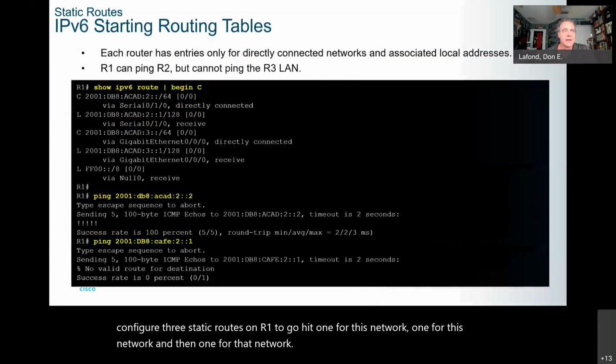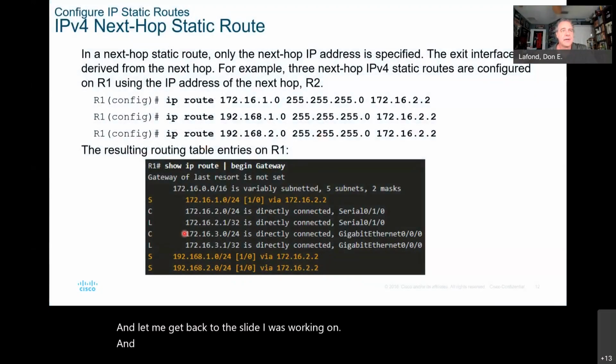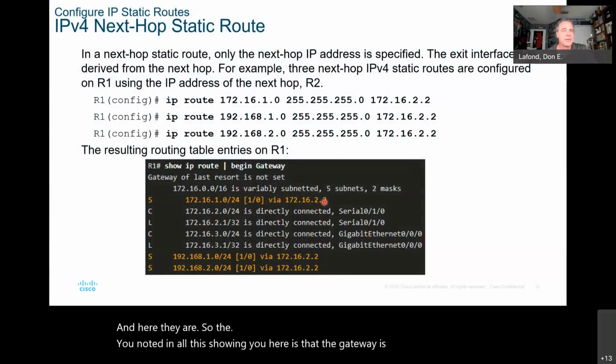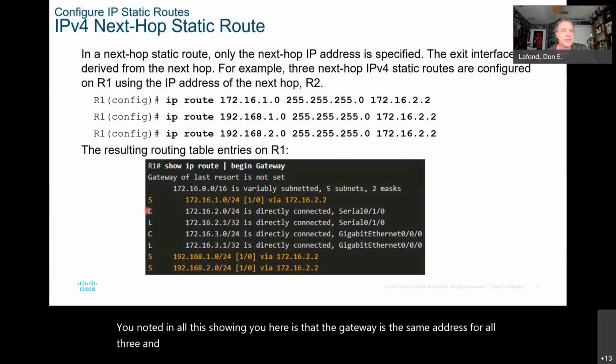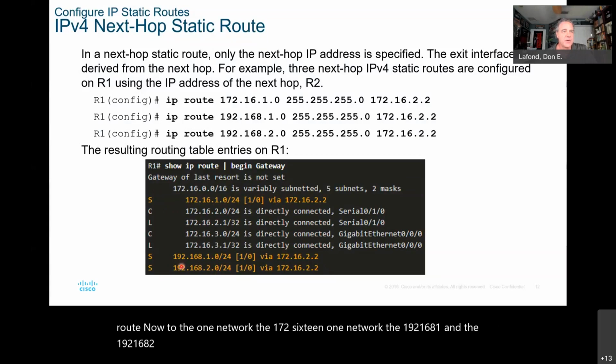And let me get back to the slide I was working on. And here they are. So you note, and all they're showing you here is that the gateway is the same address for all 3. And they're showing you that S means it's a static route. So we have a static route now to the 172.16.1 network, the 192.168.1, and the 192.168.2 networks. You have static routes to all 3.